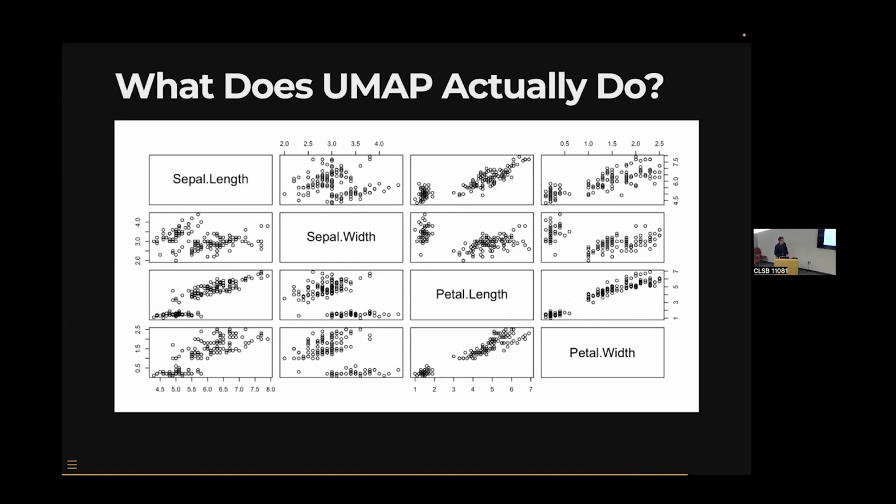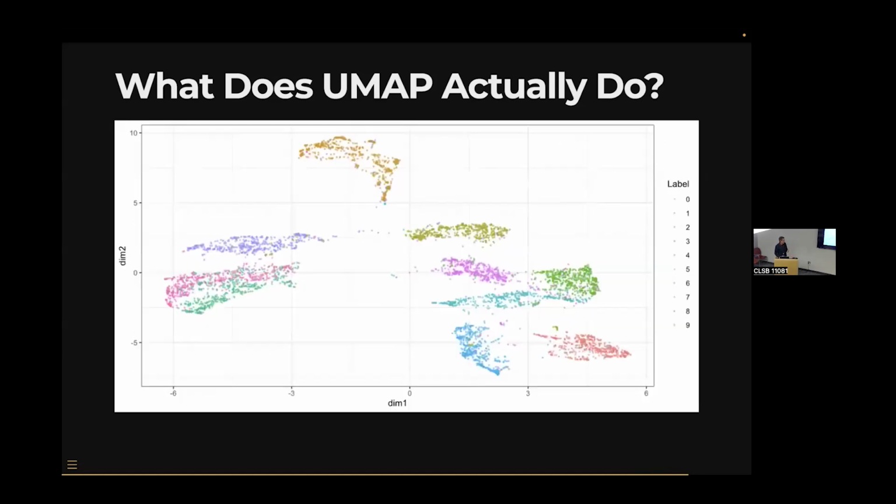Now, what about when I have 784 dimensions? This one has no labels. Sorry, this one does. This data set has 784 dimensions for something like 1,000 observations. What are these?